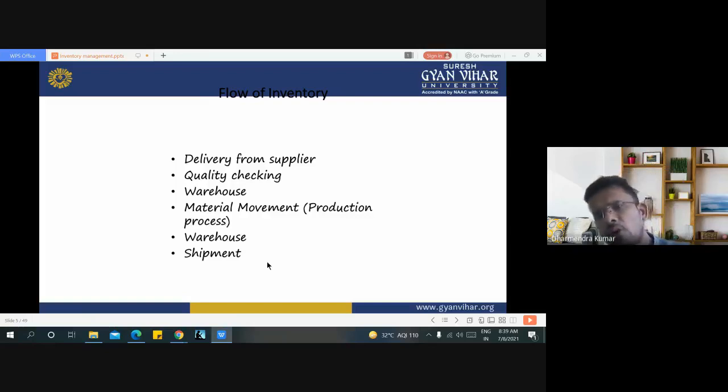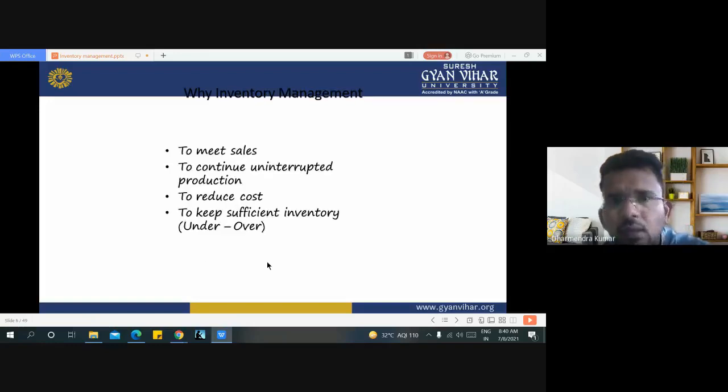These are the overall steps from the coming of raw material to the shipment of finished good to the end customer of our plant or any manufacturing unit. This is known as the flow of inventory. Why is inventory management necessary for any manufacturing plant or any production plant?